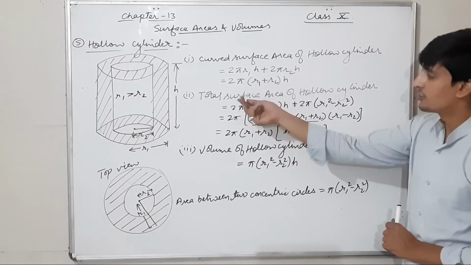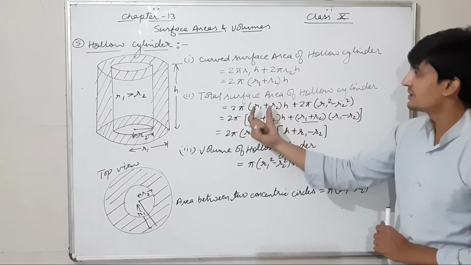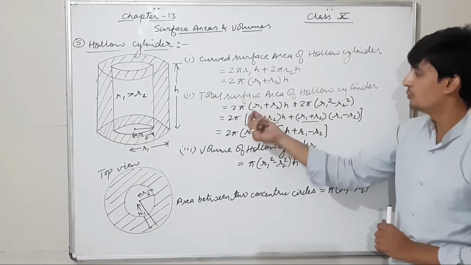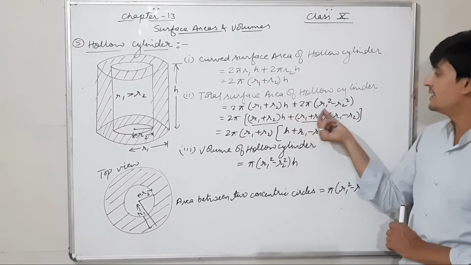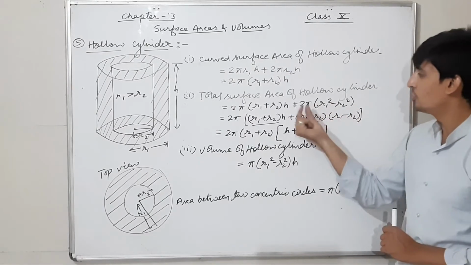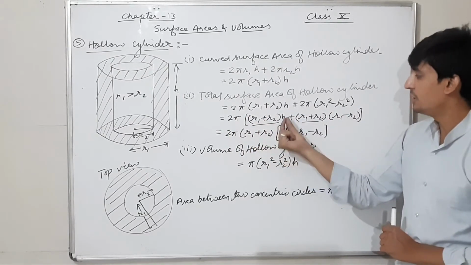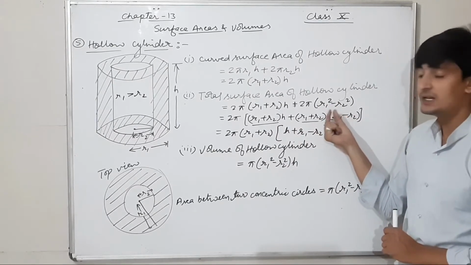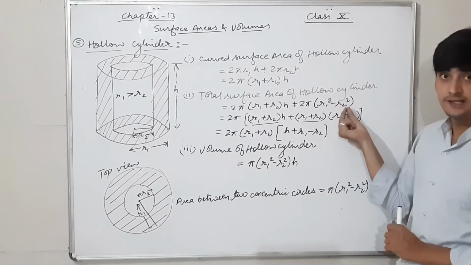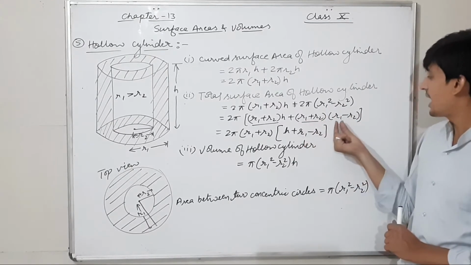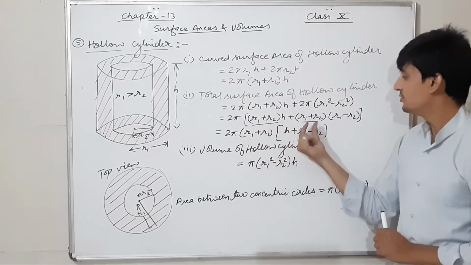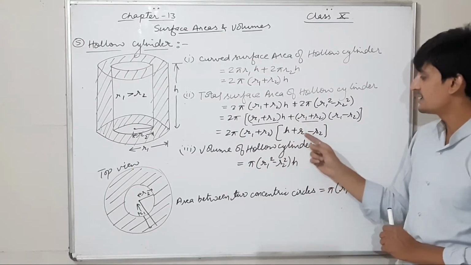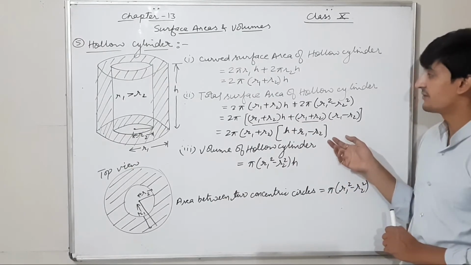Now here total surface area of hollow cylinder is curved surface area of hollow cylinder plus area of both the ends. So 2 pi R1 plus R2 into h plus 2 pi R1 square minus R2 square. Taking 2 pi common, I get R1 plus R2 into h plus, now you know A square minus B square is A plus B into A minus B. Like A square, R1 square minus R2 square, I have R1 plus R2 and R1 minus R2. Taking R1 plus R2 common, I have 2 pi R1 plus R2 bracket h plus R1 minus R2. This is the required total surface area of hollow cylinder.